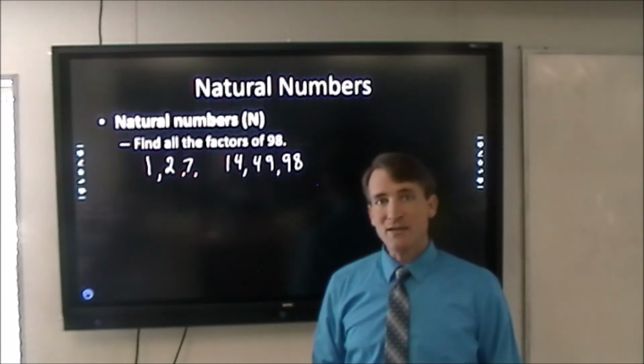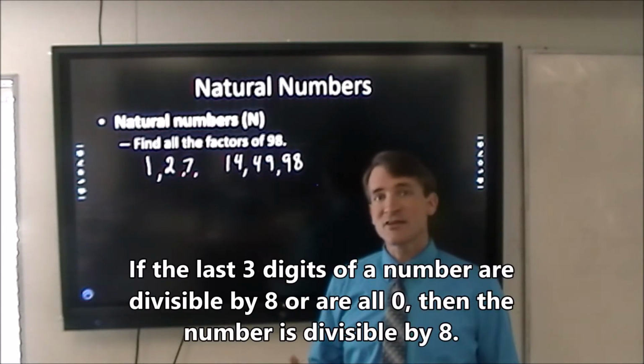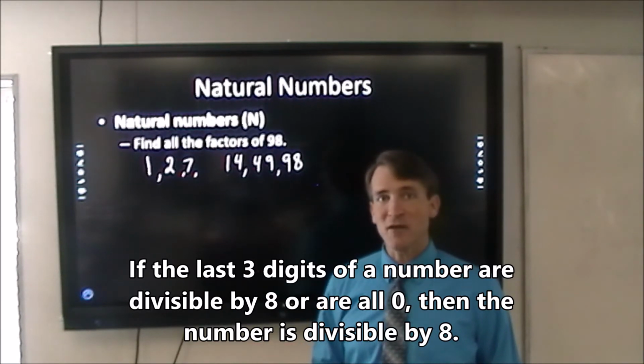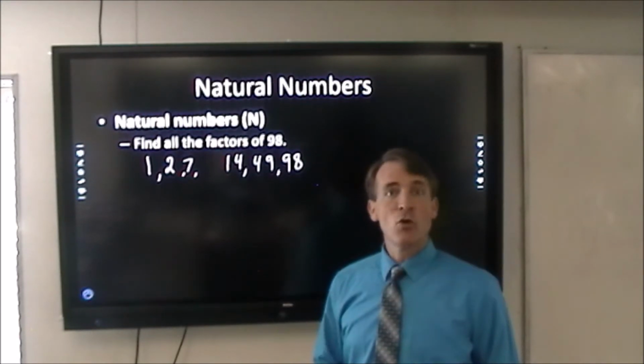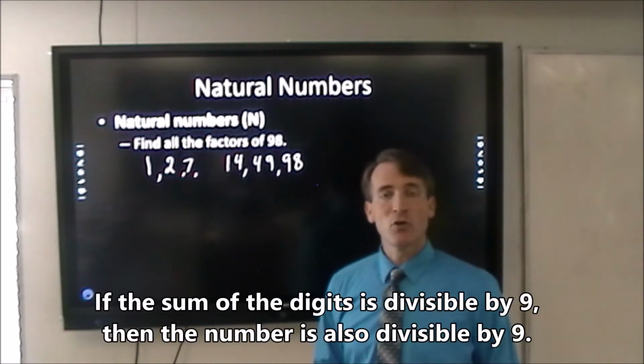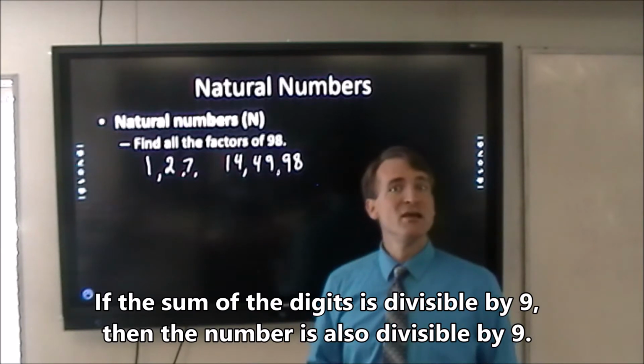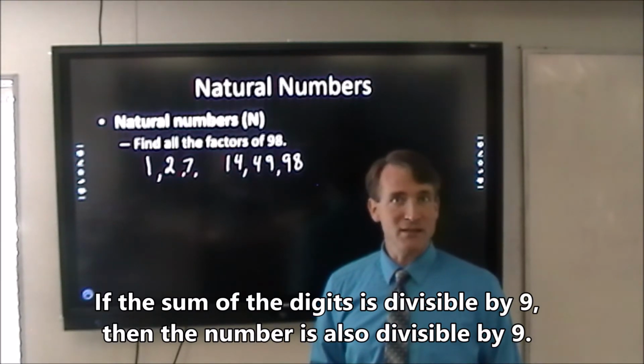If I go on to 8, the trick for that is the last 3 digits need to be divisible by 8. However, since it's not divisible by 4 and 8 is a multiple of 4, I know I can't divide by 8 either. If we go on to 9, 9 does not work because the sum of the digits, 9 plus 8, 17, is not a multiple of 9 either.